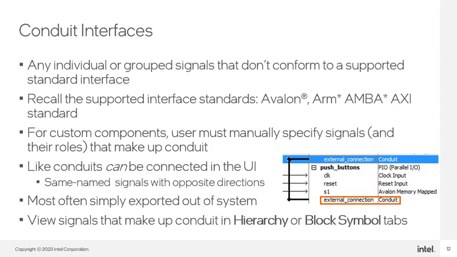Conduits are used, for example, for things like I/O signals that connect to LEDs or for high-speed transceiver I/O. You can view the individual signals that make up a conduit by expanding the conduit in the Hierarchy tab or by selecting Show Signals in the Block Symbol tab. For all off-the-shelf components in the IP catalog, conduits and their signals are already defined. If you create custom components, you must specify what signals make up the conduit. See the follow-up online training, Custom IP Development using Avalon and ARM AMBA AXI interfaces, linked at the end of this training.